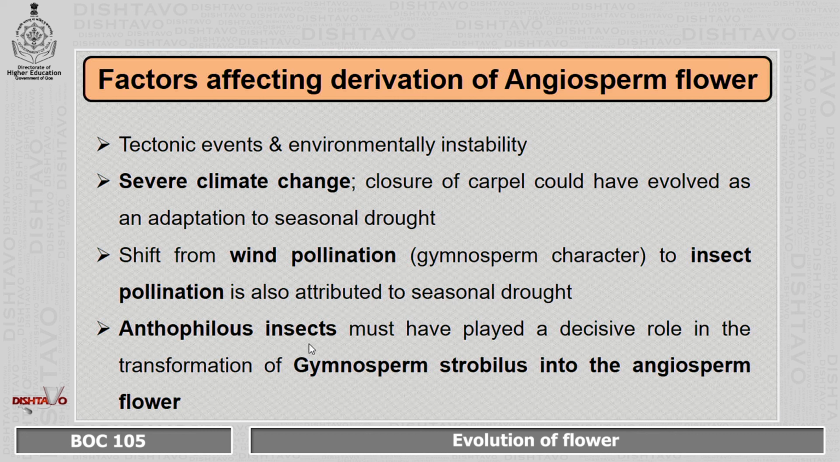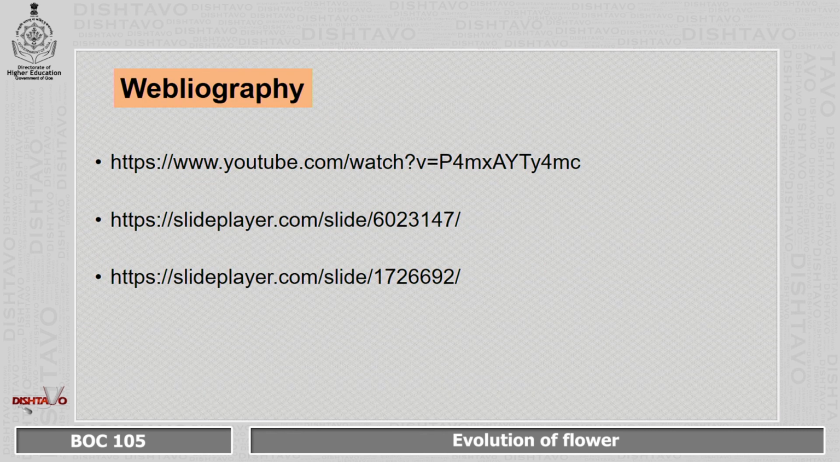Anthophilous insects, those insects which feed upon the flower, might have also played a very decisive role in the transformation of the gymnosperm strobilus into the angiosperm flower. So, these are the factors which might have contributed to the evolution of the flower. These are the references.